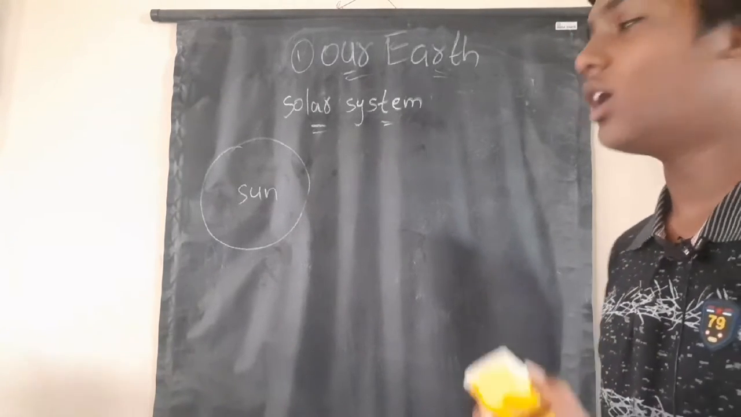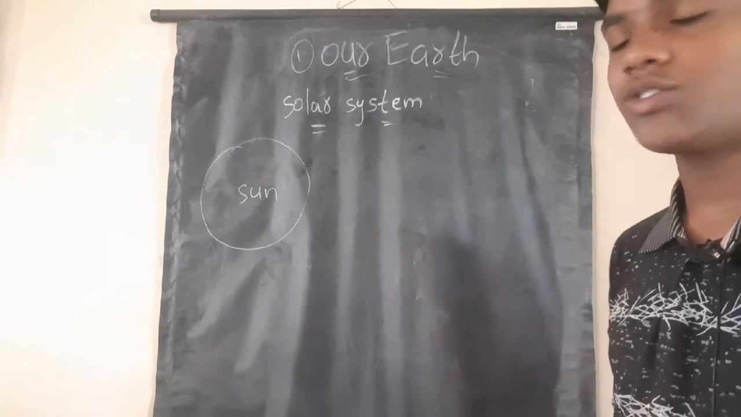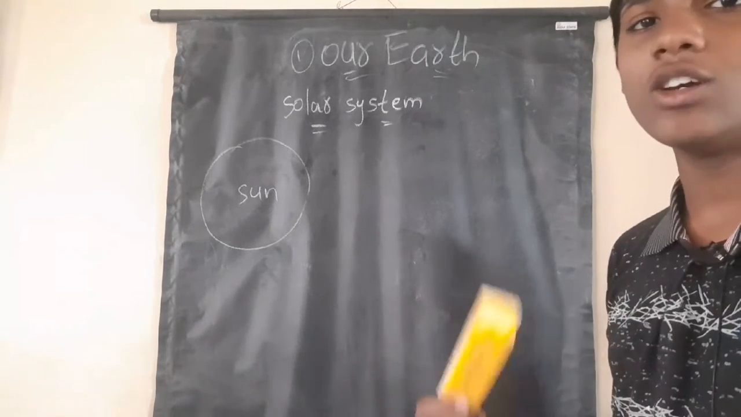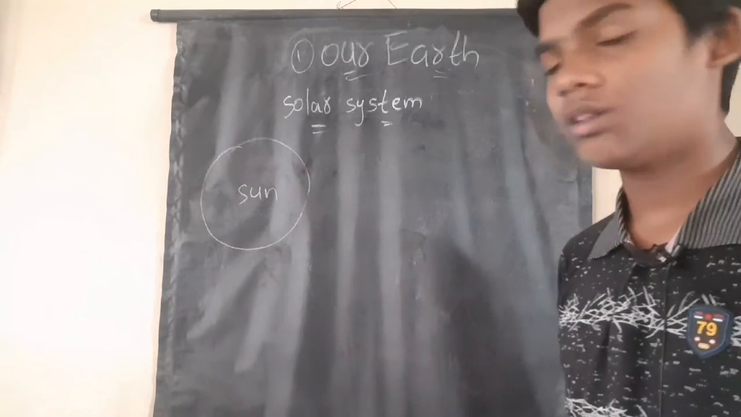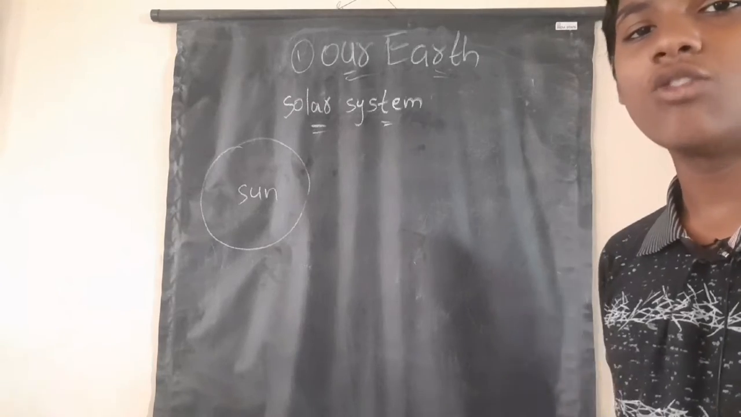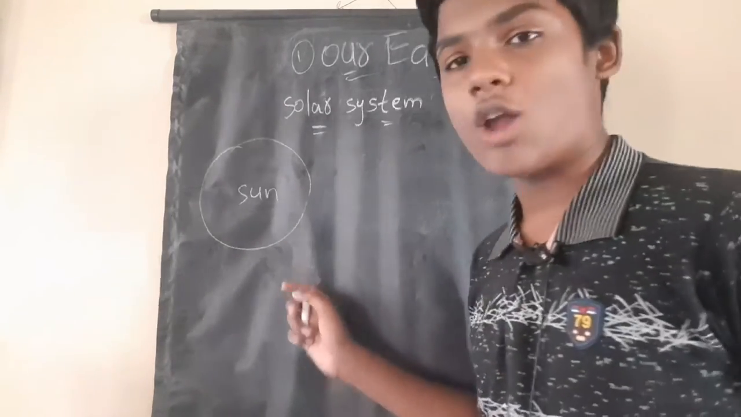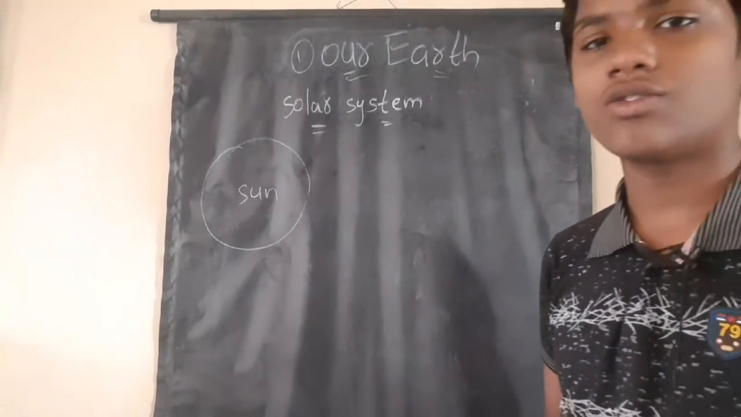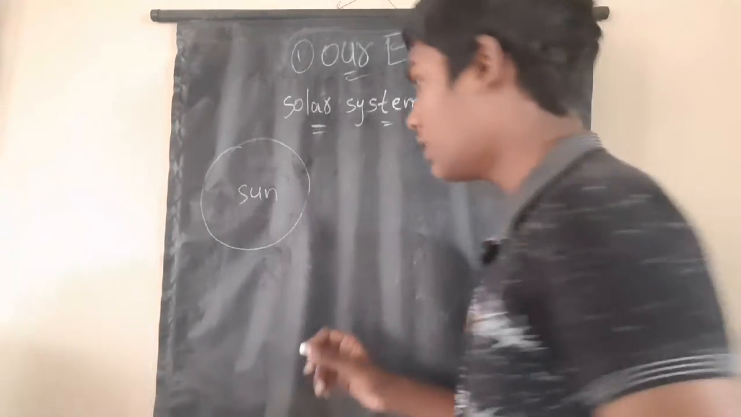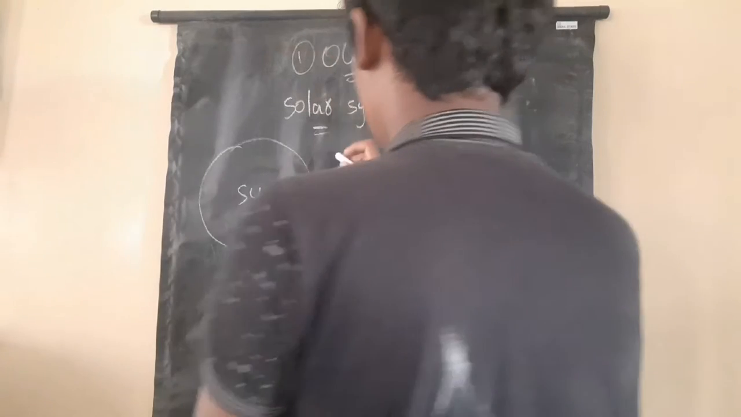And how did the planets form? Hot objects formed the sun, so what did the remaining objects form? What are the planets? Now we will discuss. After the formation of the sun, the other parts formed as gases and dust particles.